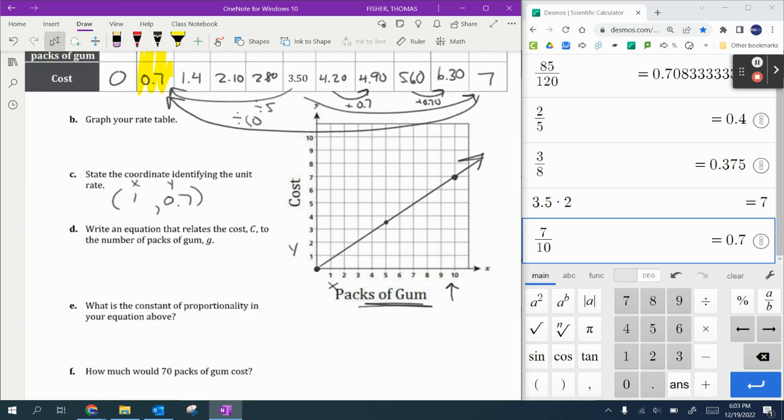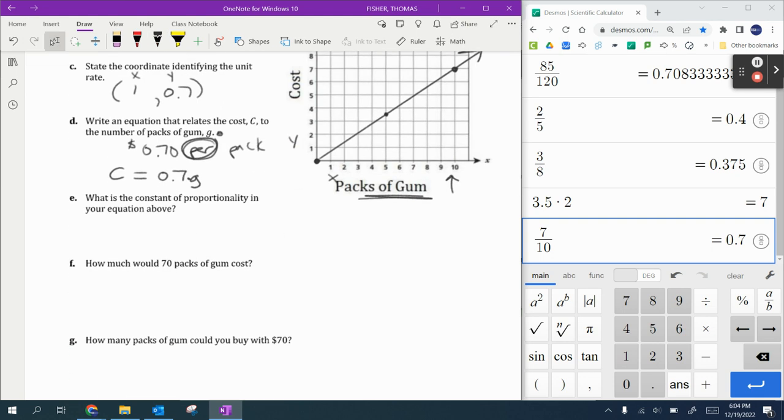Now for the equation. The equation here, you're going to use C for cost and G for number of packs. The way I think about that is, what does that 0.7 mean? That 0.7 means 70 cents per pack. So the cost is 70 cents per pack. You read the equation like you read a sentence. Cost is 70 cents for every pack of gum G. The operation for per is multiply, which you get in between these two by putting them side by side. So you don't need anything else in there. It's just 0.7 G, because that gets you the times G. I don't need to put the little dot there, but you can.